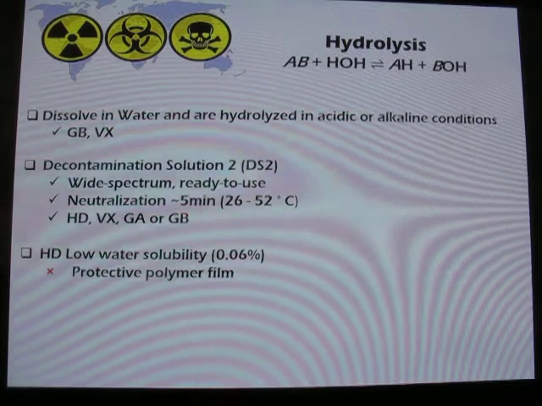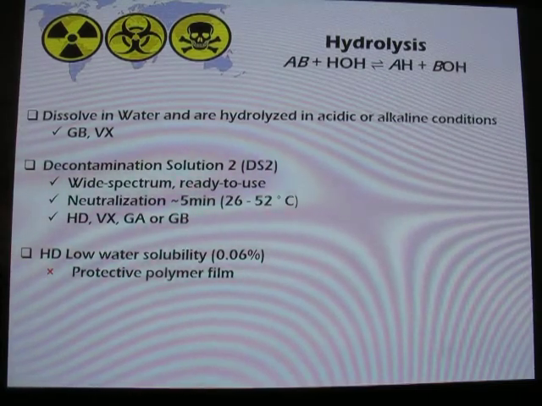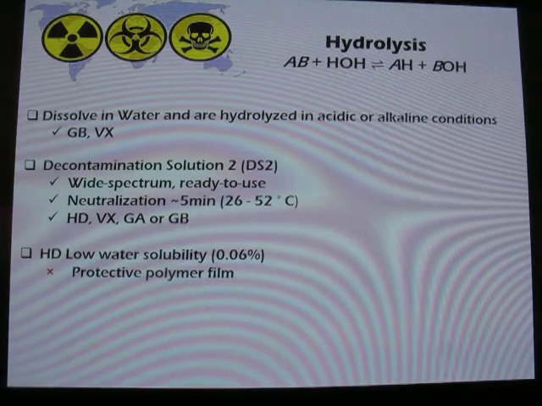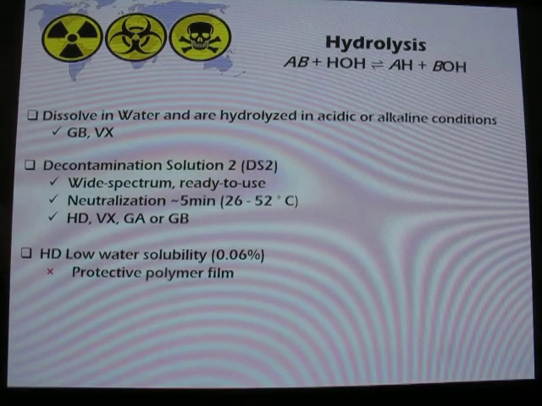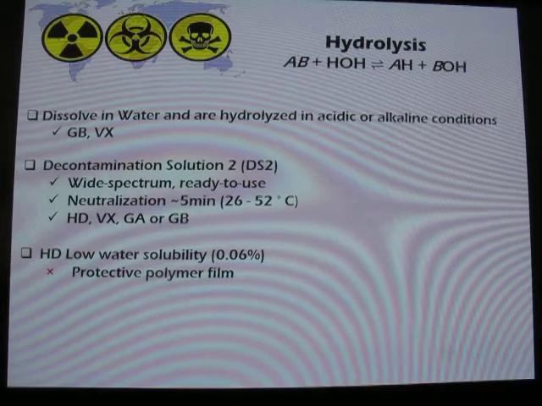The next level up is the decontamination solution 2, DS2. It has a variety of chemistry going on, including hydrolysis. So many things going on in chemistry. One of them is hydrolysis. In DS2, you can neutralize a variety of nerve agents and mustard in less than 5 minutes in the operational temperature range of 26 to 252, which is great.